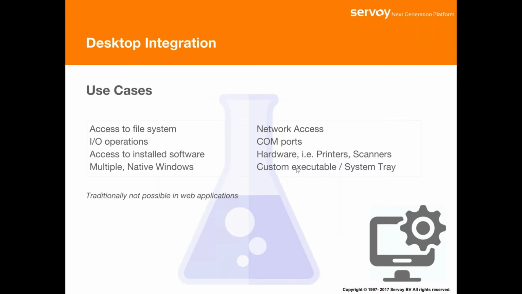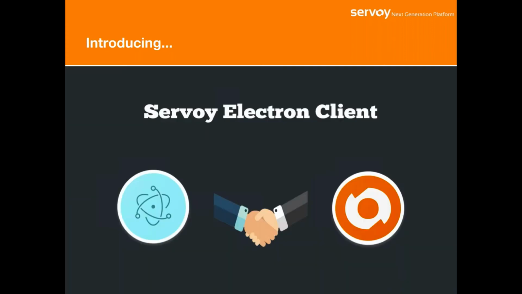Accessing the network, as I said before, any kind of hardware that's connected to ports. You can put an icon in the system tray. The end result of this is really an executable. So all the things that you couldn't do in a browser application. The reason that we can do this is we built a sort of Servoy client in Electron. So these are really the two primary technologies that work here.